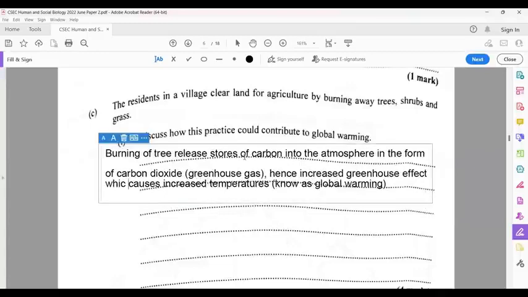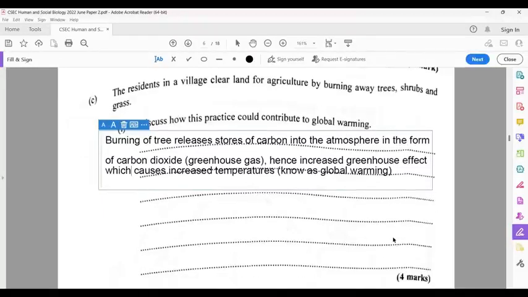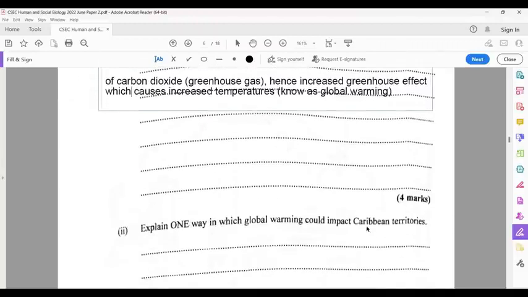All right, so this is what we chose to put. Burning of trees releases stores of carbon into the atmosphere in the form of carbon dioxide, which is a greenhouse gas. So that contributes to the greenhouse effect, which increases. With the greenhouse effect increasing, temperatures increase, which you know is called global warming. Hence we arrive at the contribution to global warming.